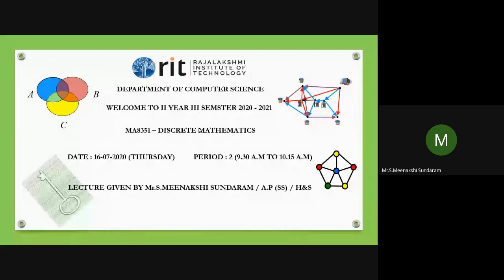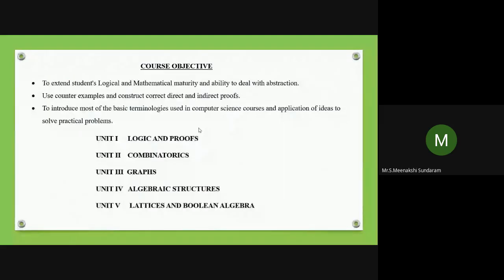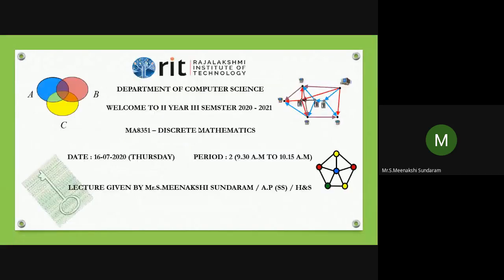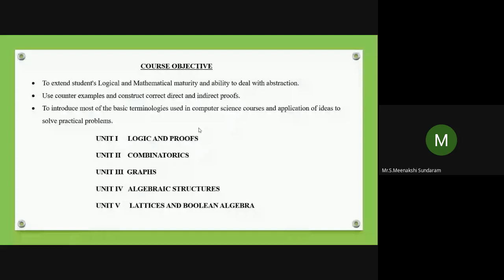So before we enter, what are the course objectives? What topics are we going to see? What is the main objective of this course? Actually, the objectives are logical and mathematical maturity and the ability to deal with abstraction, to use counter examples and construct correct direct and indirect proofs, and to introduce most of the basic terminologies used in computer science courses and apply these ideas to solve practical problems.